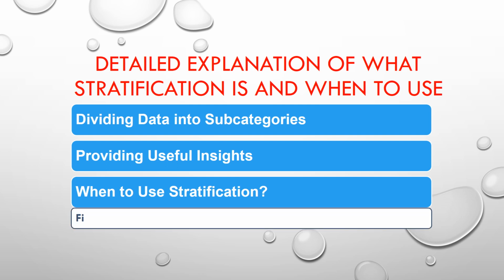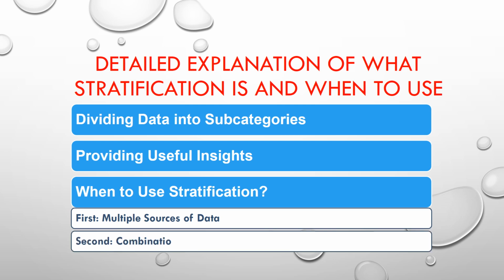First, multiple sources of data. Stratification is particularly useful when dealing with data that comes from various sources or is influenced by multiple factors. For example, if you are analyzing the performance of a manufacturing process, you may want to stratify the data based on shifts, days of the week, lots, suppliers, or pieces of equipment. This helps you understand how different factors impact the outcome.